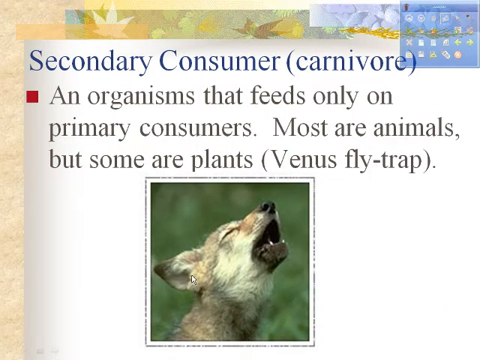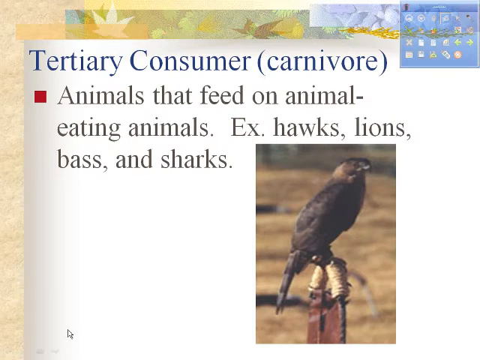Secondary consumer is a carnivore. It eats mostly primary consumers. Most of them are animals. You've got a couple exceptions. There's always the exception that proves the rule. The Venus flytrap, stuff like that. Most of them are animals.